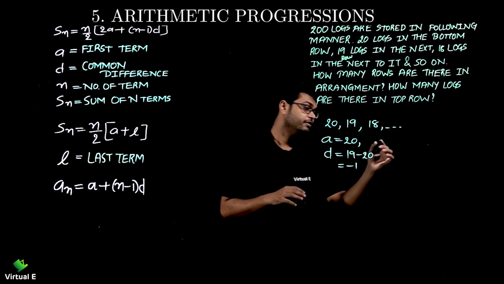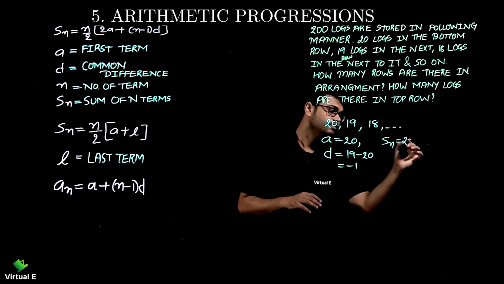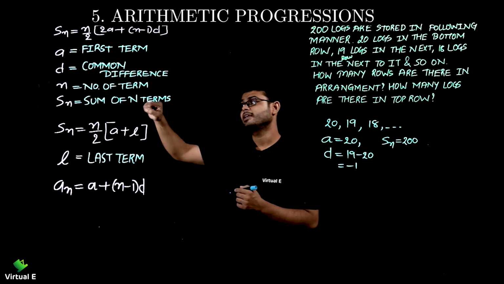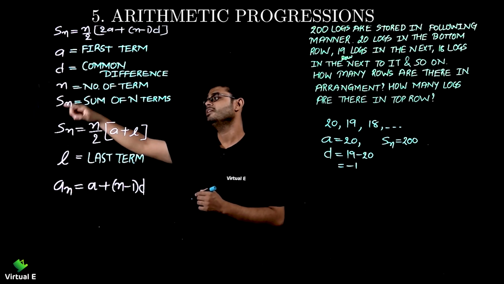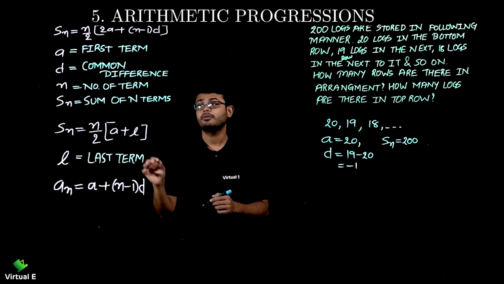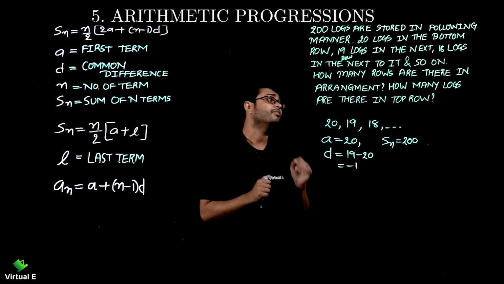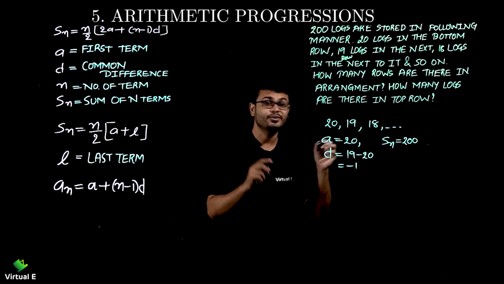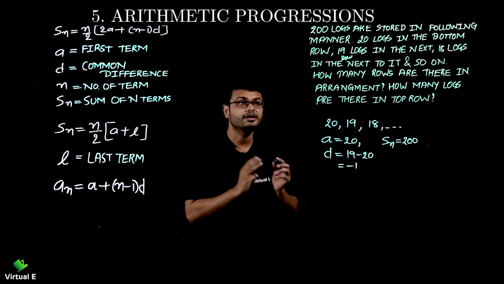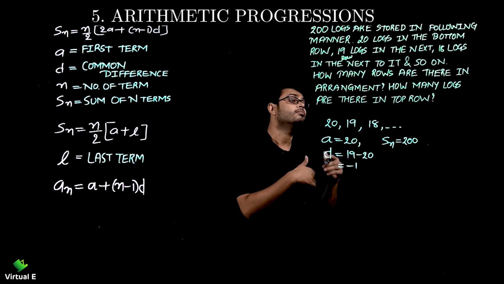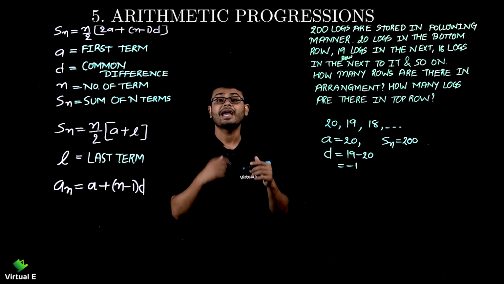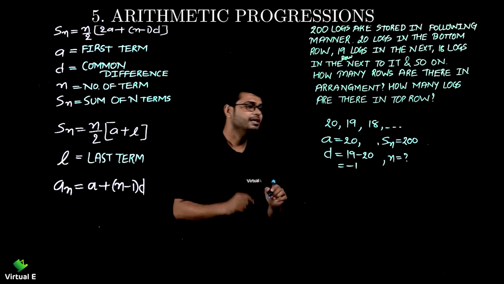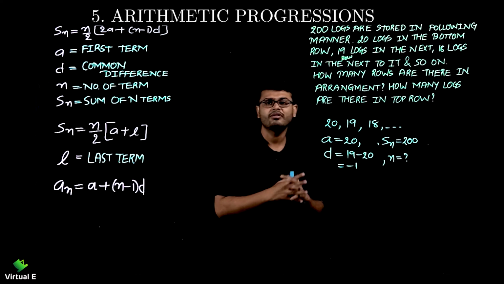So one more condition given over here, that Sn is equal to 200. So now it is easy to find the value of n. We have a, we have d, we have Sn. What is missing? The number of terms, n. And we want to find how many rows are there. So this is first row, first term, second row, second term, third row, third term. If we want to find the number of rows, we want to find n here. So n is question mark, right? Let's use the formula of Sn to get the value of n.